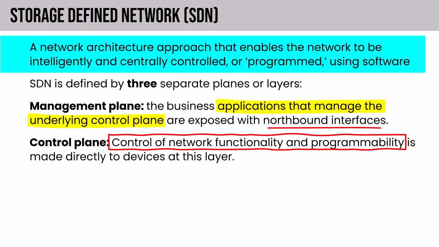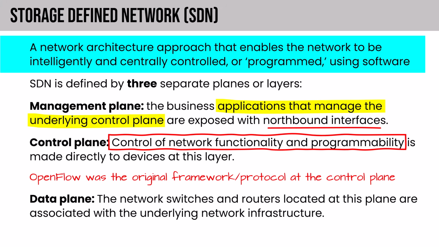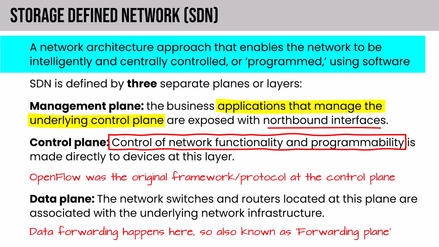We have the control plane, which is where control of network functionality and programmability is made directly to the devices through the southbound interface. OpenFlow is the original protocol at the control plane and is still common today. And then we have the data plane, and the network switches and routers located at this plane are associated with the underlying network infrastructure. Now, data forwarding happens here, so this is also sometimes referred to as the forwarding plane.